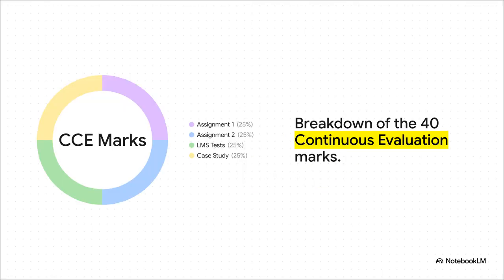And here is exactly how those 40 CCE marks are carved up. They're evenly split into 4 10-mark slices. You've got Assignment 1, based on the first 2 units, and Assignment 2 covering the rest. Then come the LMS tests. And actually, I love this detail. It's based on your best 5 scores out of a minimum of 10 sessions. So you have some wiggle room. Finally, you get 10 marks dedicated to solving a case study or applying a teacher-defined tool. It's a super balanced, really practical approach to grading.